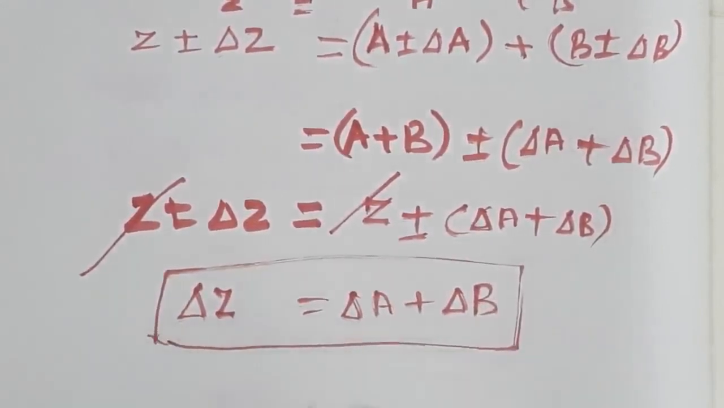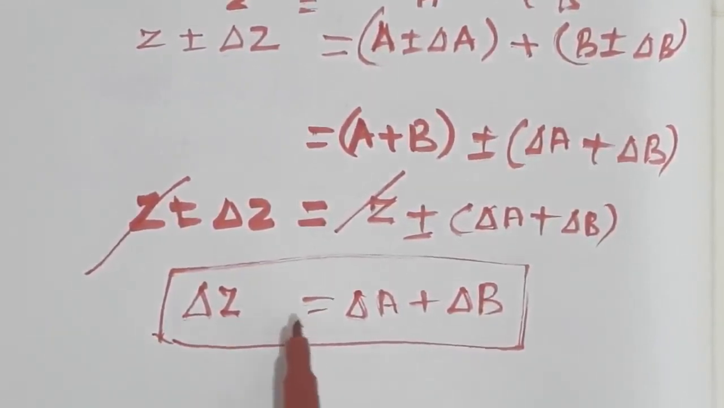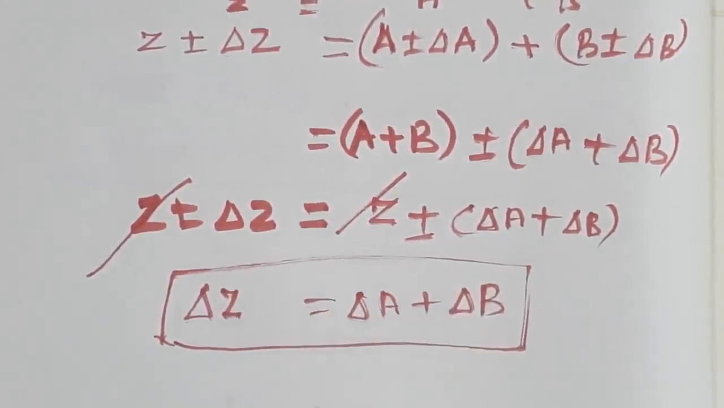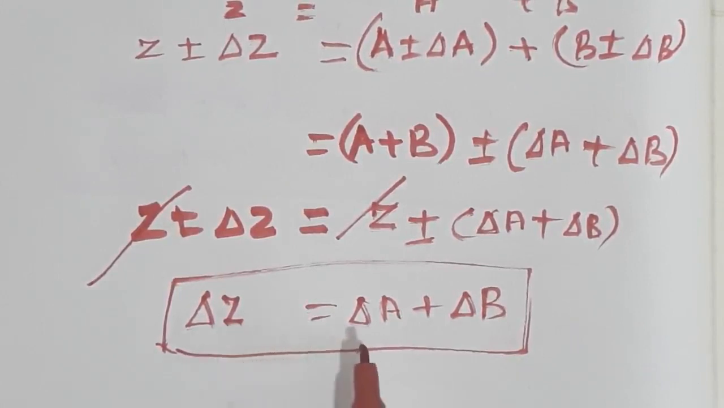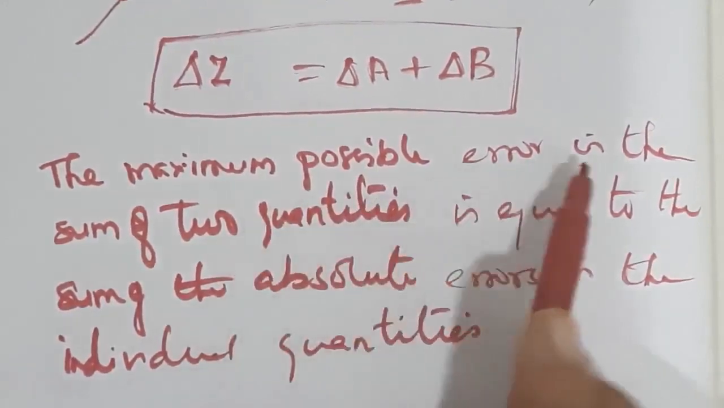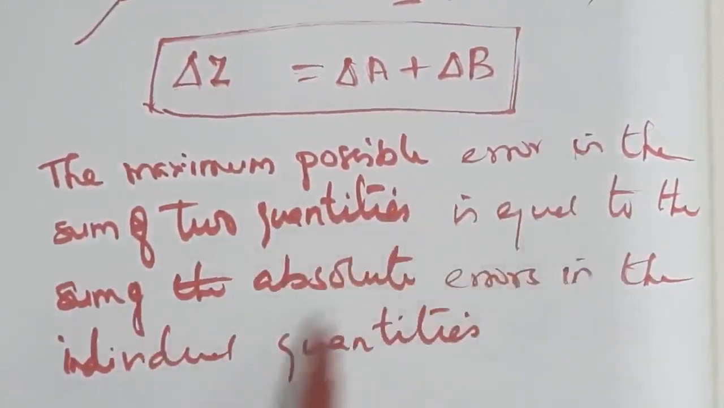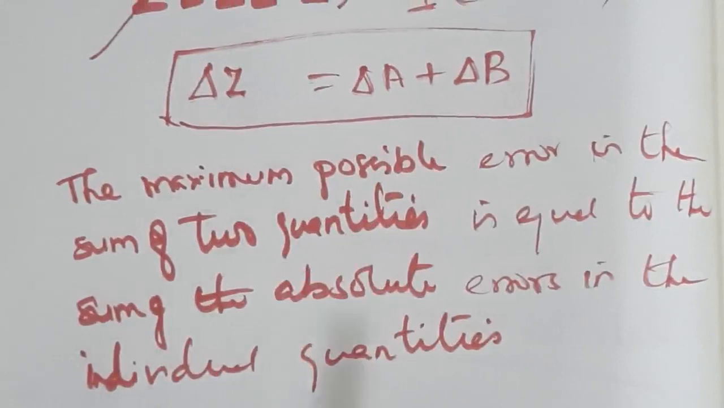So what do you understand from this? The maximum possible error in the sum of two quantities is equal to the sum of the absolute errors in the individual quantities. Understand? The maximum possible error in the sum of two quantities is equal to the sum of the absolute errors in the individual quantities. So delta Z is equal to delta A plus delta B.